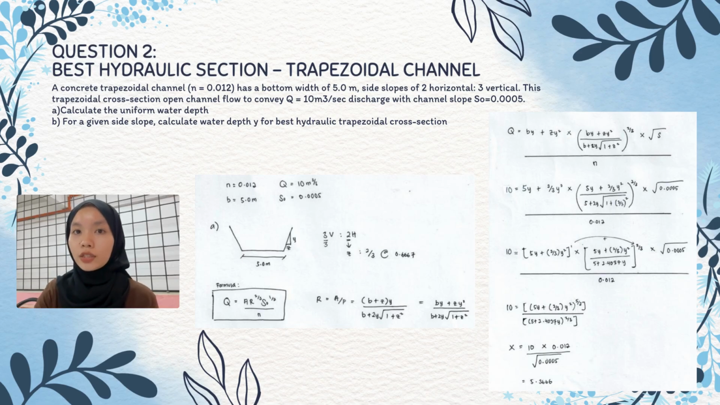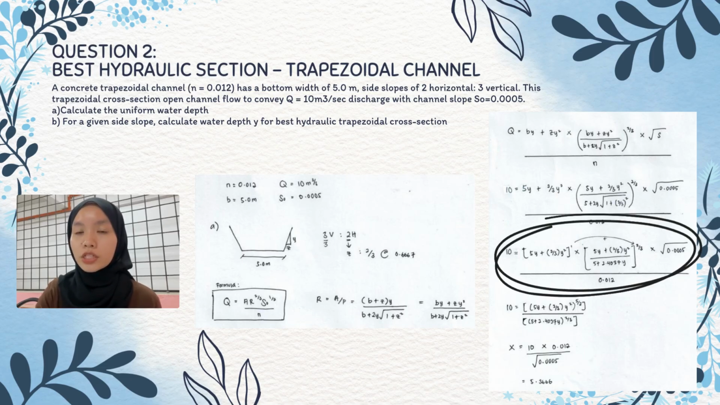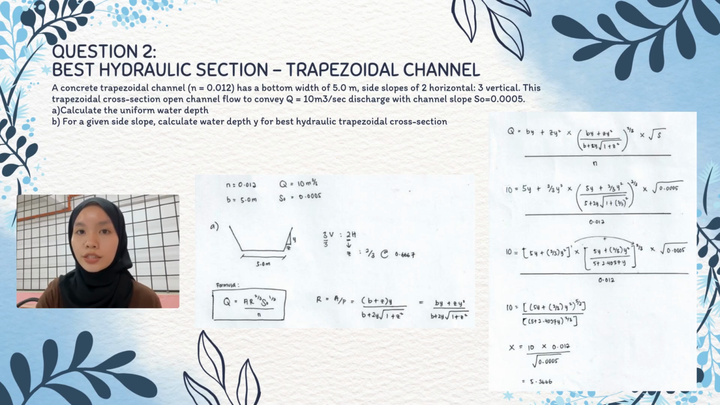After that, include the hydraulic radius R equation into the Manning equation formula. And next, plug all the data given into the formula and calculate each part. Calculate this part carefully because it has power for each section. After the calculation, separate the part where it has Y unknown value. Now, move the whole number to the right and calculate them to find X. After we calculate, we will get 5.3666 for X value.